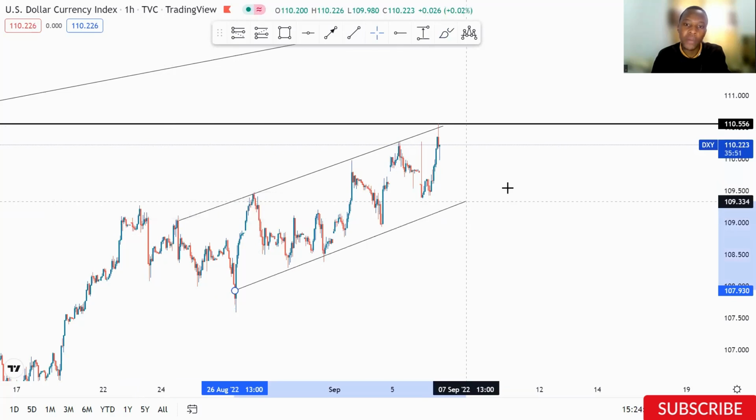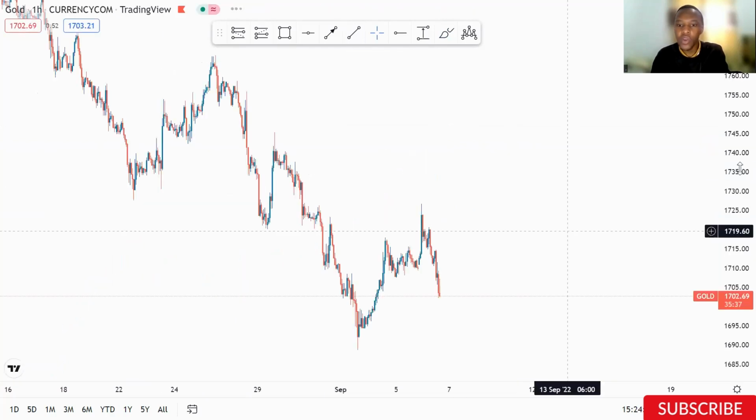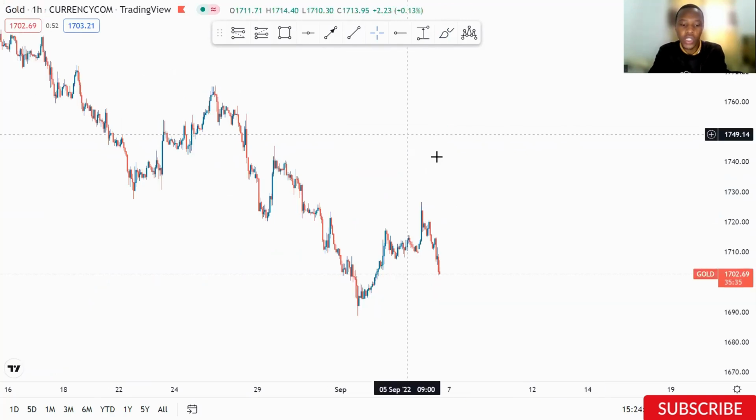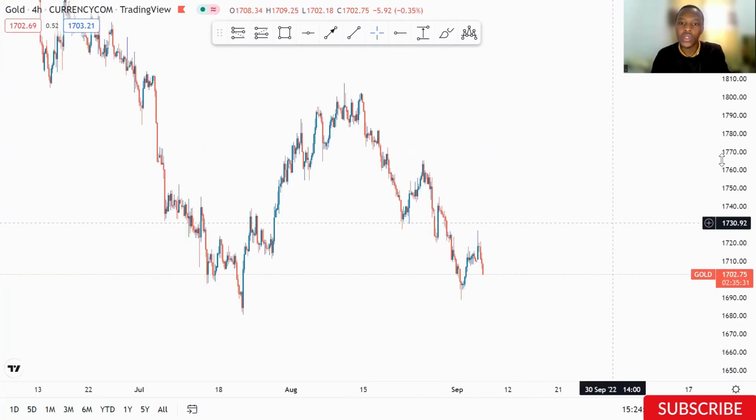But should it drop, then it means that the dollar is going to lose value, and then we're going to start buying EURUSD, GBPUSD, and other dollar-related pairs. So going to the second one now, I'm going to look at gold, but I'm going to start on the 4-hour time frame at gold.